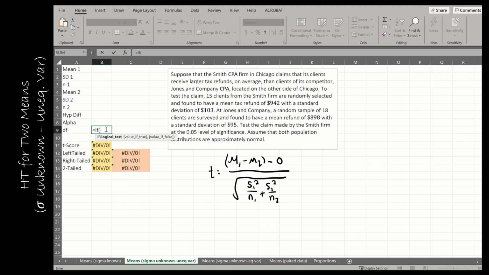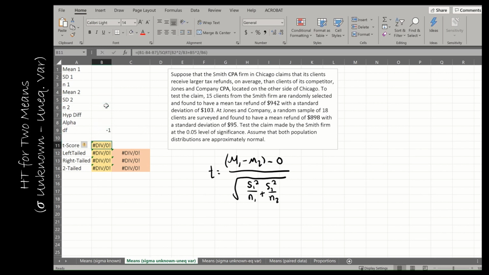Equals IF, parentheses, N1 is less than N2, then the value if true is N1 minus 1. And if it's not true, that means N2 must be the smaller one, so I'm going to take N2 minus 1. That is the degrees of freedom.